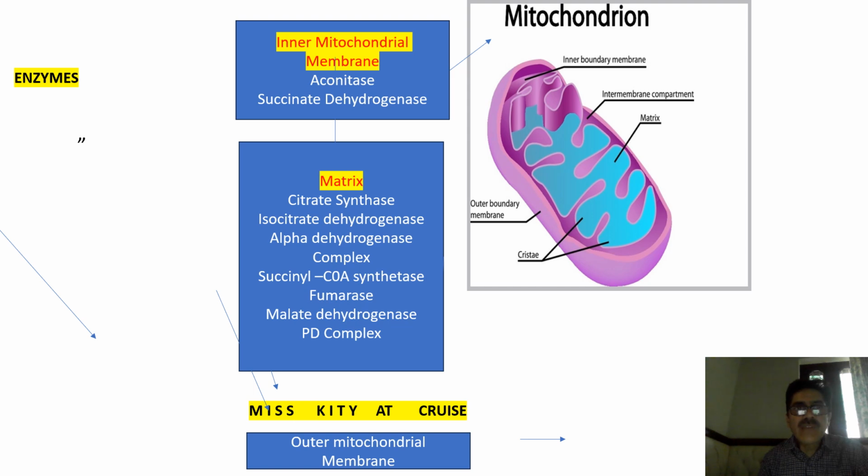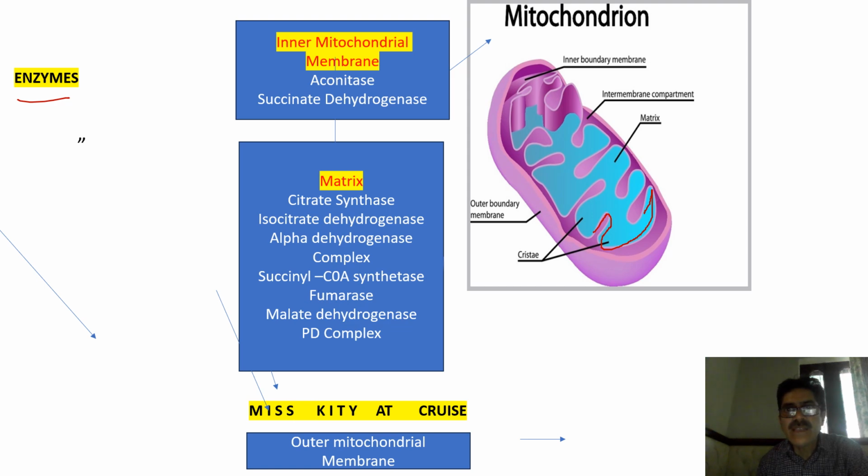So talking about the enzymes of the TCA cycle, they are located within the mitochondria. Here you can see the structure of the mitochondria. It is a boat-shaped structure known as the powerhouse of the cell. It has an inner boundary membrane. This is an intermembrane compartment. This is the matrix. This is the outer boundary membrane, and these are cristae. So the TCA enzymes are located in the mitochondria.